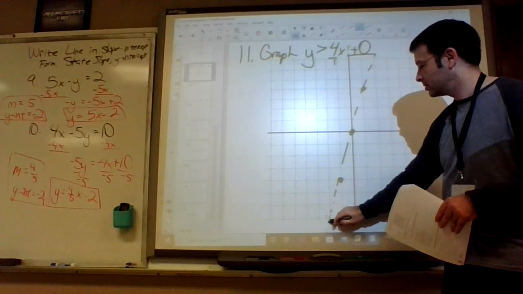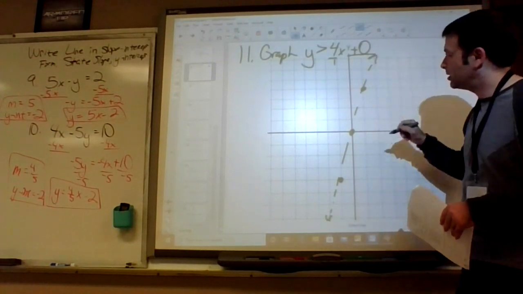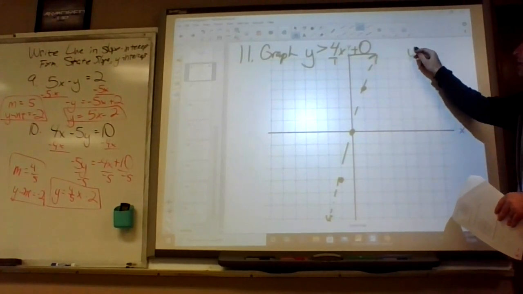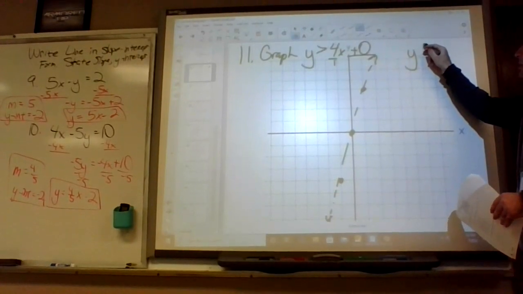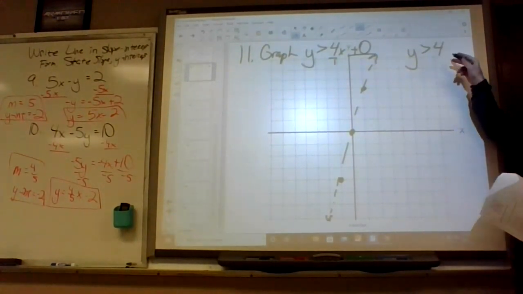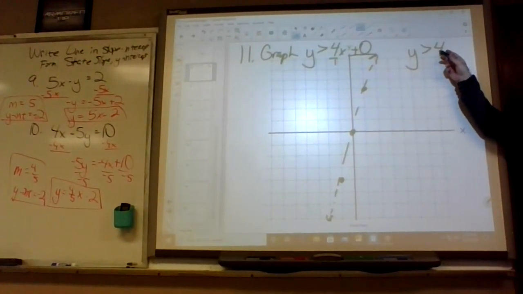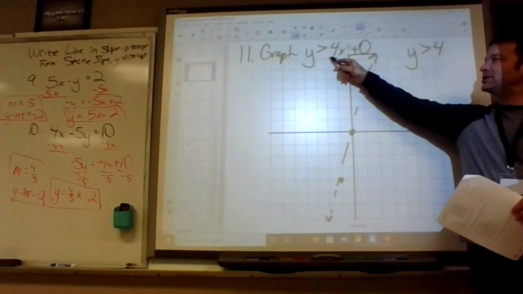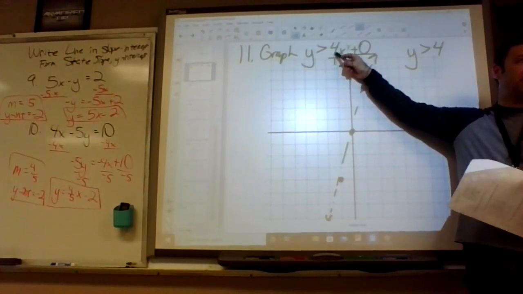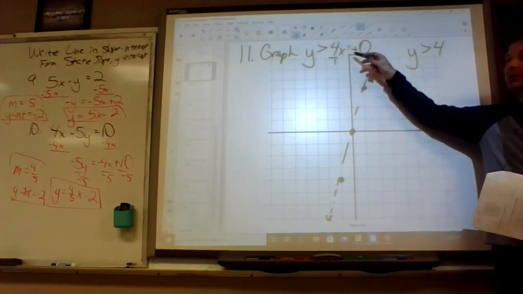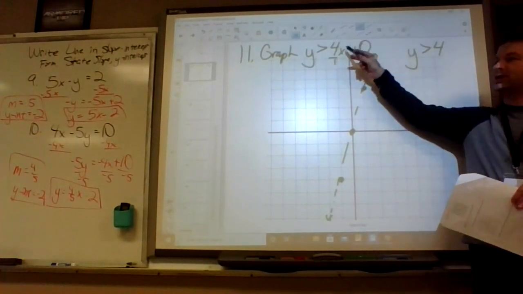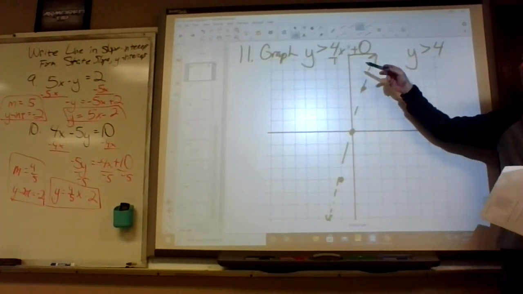I thought you went up 4 and then did a horizontal line. No, up 4 and a horizontal line would look like this: y is greater than 4. But this is y is greater than 4x. So 4 is the slope. Okay, you guys see the difference on this? Yeah. I'm concerned about 11 and 12.